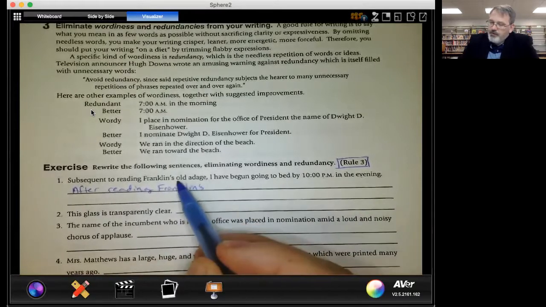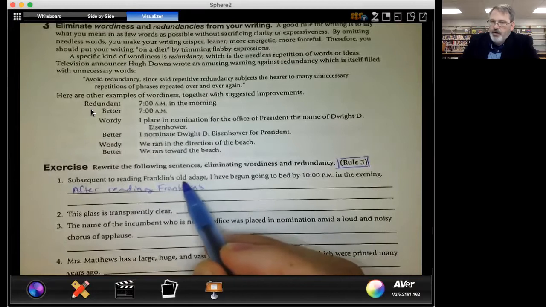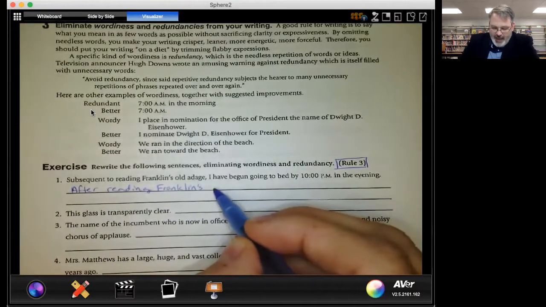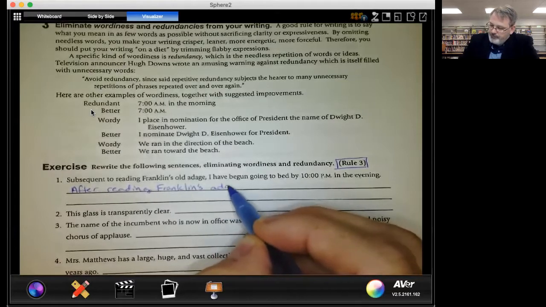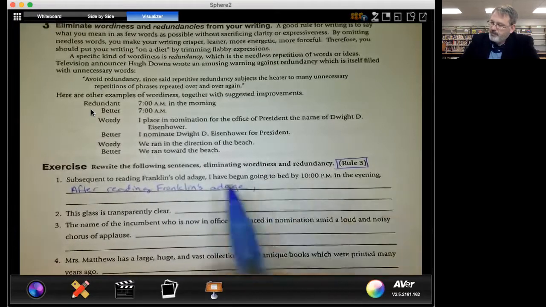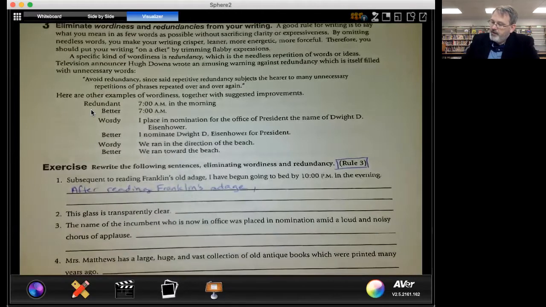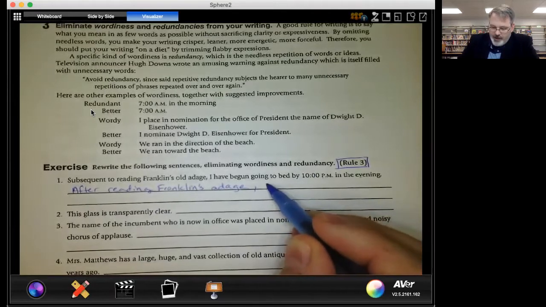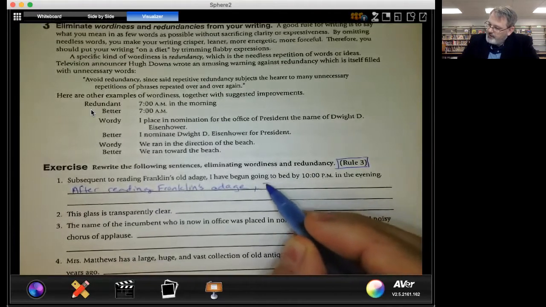Now, we're not going to use old because adage is an old saying. So old saying, no. So Franklin's adage. That's eliminating the redundancy of old and then the old being in the definition. I have begun going to bed by 10 p.m.